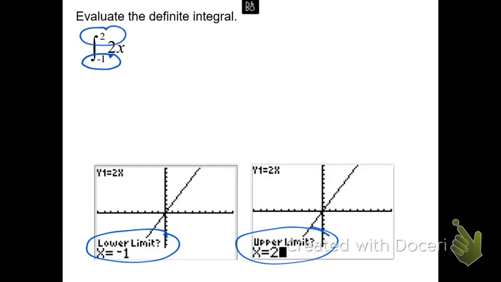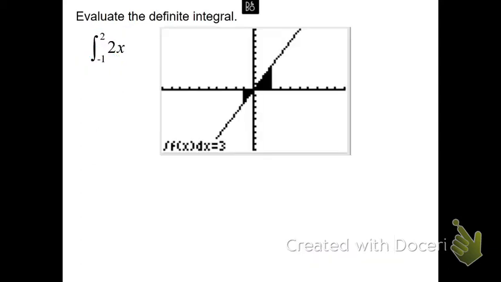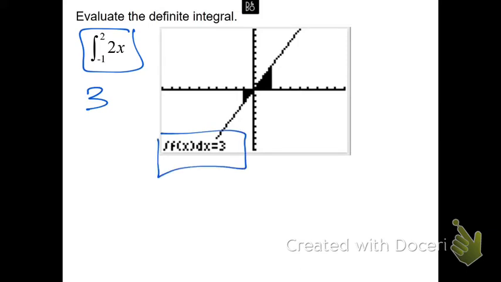Now I want you to see what the integral of the 2x is going to do to this graph of a line. What will that integral actually change on that graph? So after I hit enter, this is what I get. And remember, we already said the value of this integral is supposed to be 3, and the calculator also says it's 3. But look at what it did. It kind of shaded in some stuff.